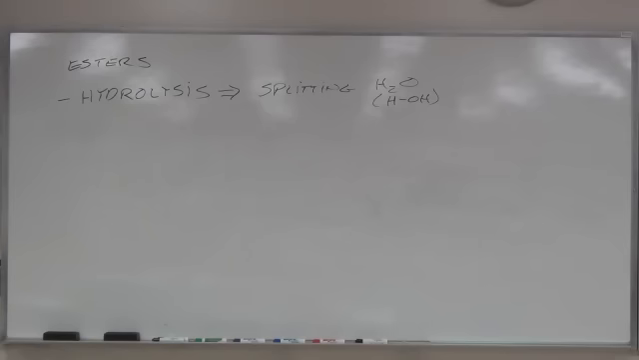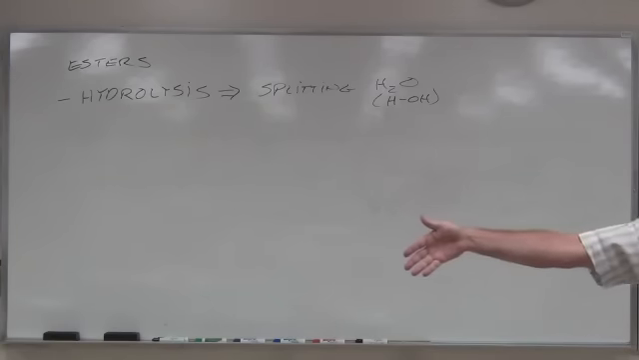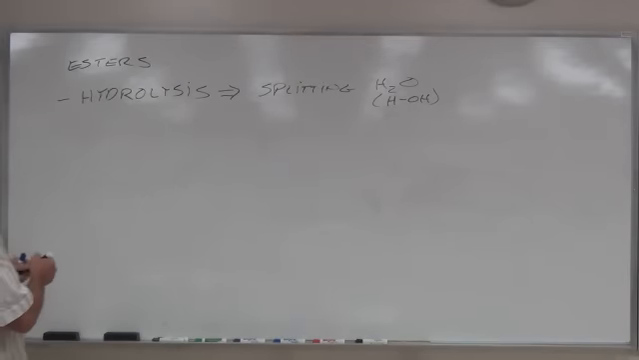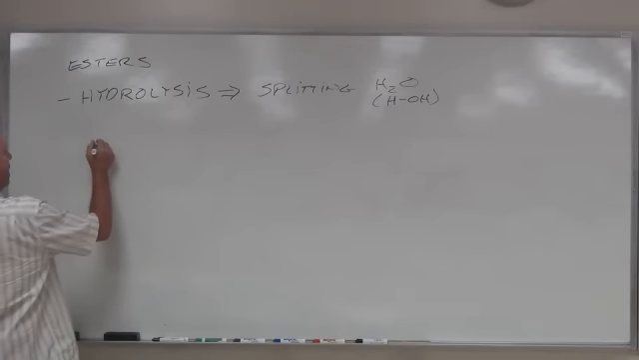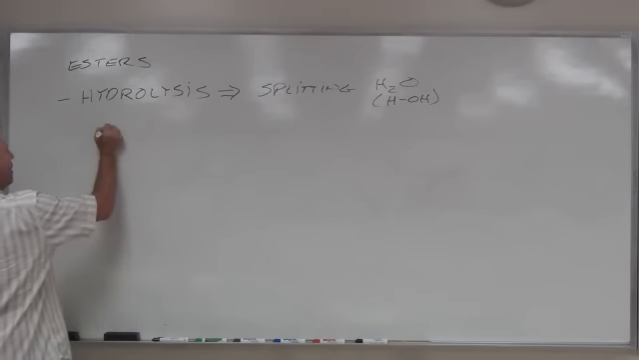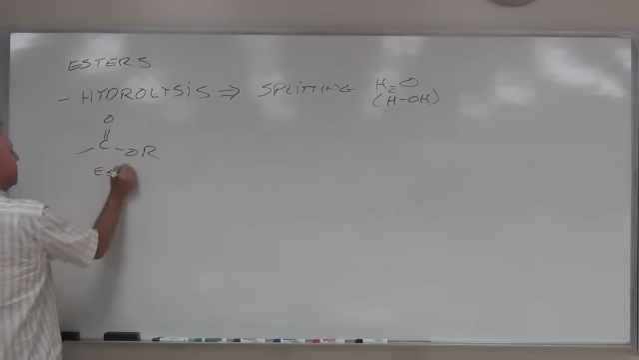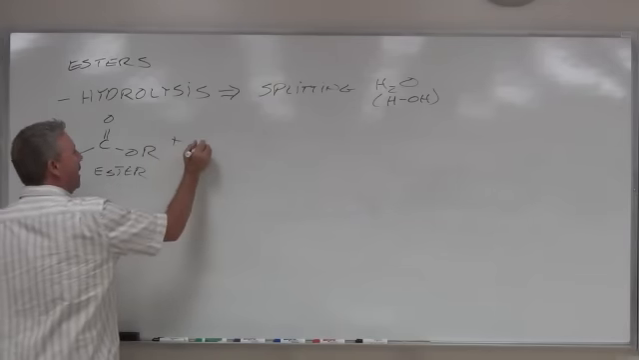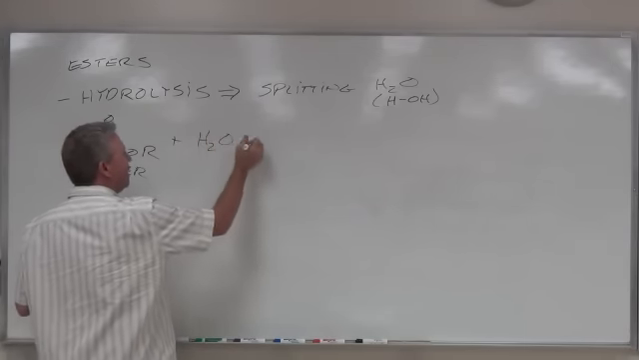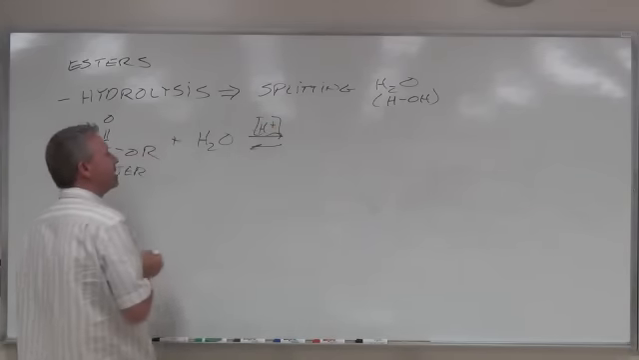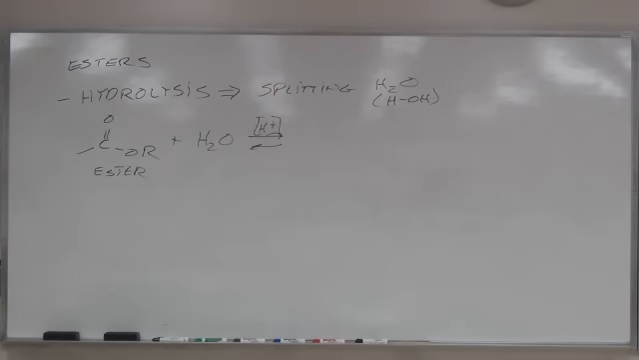Well, to break that, the opposite happens. We split the water into the OH and H, and we add them back across that bond and break that bond into the carboxylic acid and the alcohol. It's a reverse. So we'll have our ester here. We'll do a generic term for now, and then a specific example. And I'm going to add water. This is acid catalyzed. Again, usually that's going to be H2SO4.